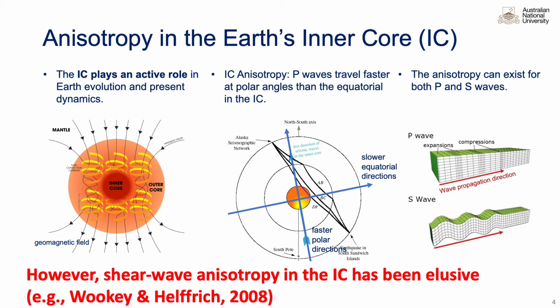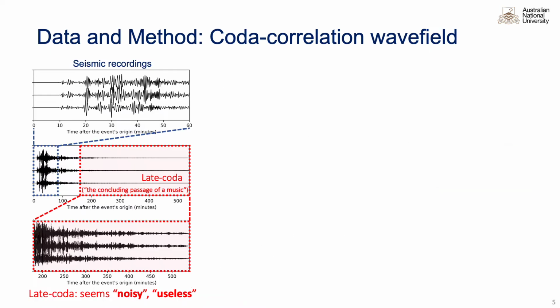However, shear wave anisotropy in the Earth's inner core has been elusive in observations. To our best knowledge, there is only one study with direct observations until now. So you can imagine the difficulties behind. Motivated by that, in this study, we will show you a new class of observations for shear wave anisotropy in the inner core based on global networks.